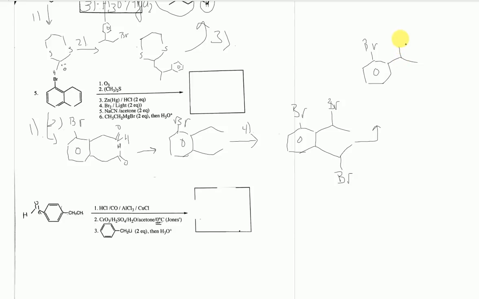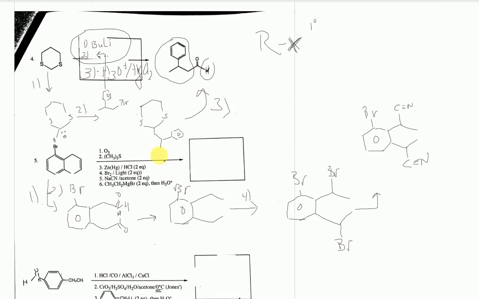So it adds a CN group. Okay, and then CH3MgBr, H3O+. So this converts this into a ketone with the addition of the R group.